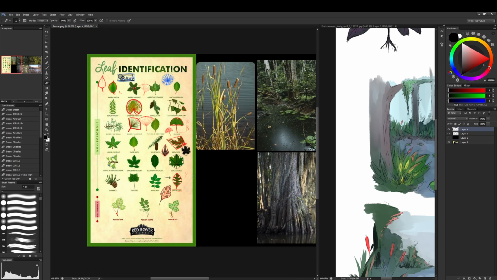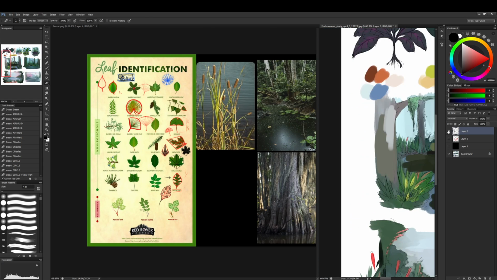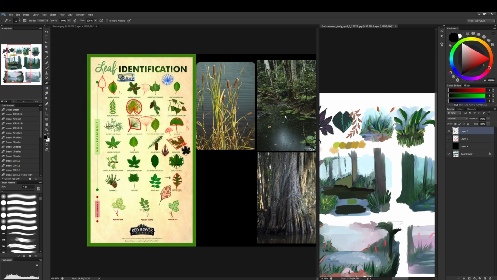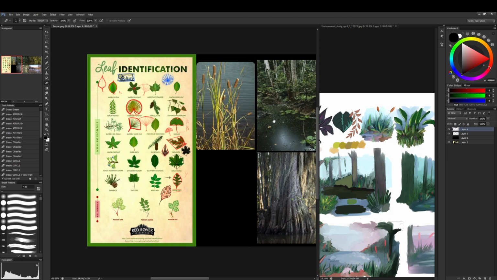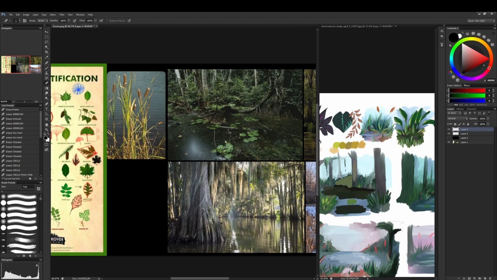Okay, so I think basically that is it between choosing colors, looking at shapes, looking at gestures. Yeah, that's the one thing I didn't talk about. So gesture is really important. You want to look at the gesture in nature. Usually there is always gesture.